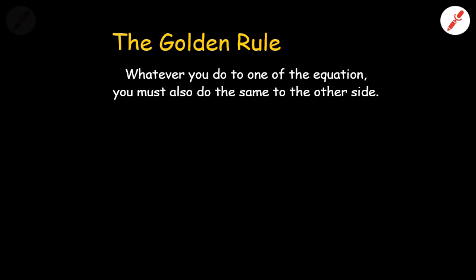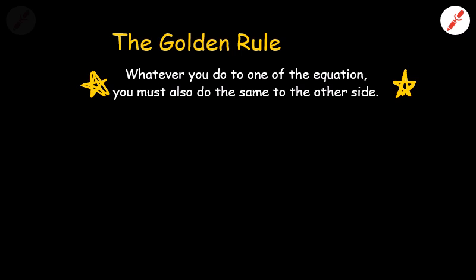Hello everyone, this is the second video in learning how to solve algebraic equations. And as you can see, the first thing I'm going to be talking about is the golden rule. The golden rule states that whatever you do to one side of the equation, you must do the exact same operation to the other side.